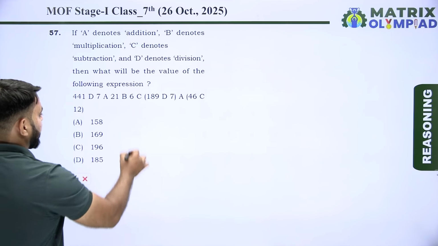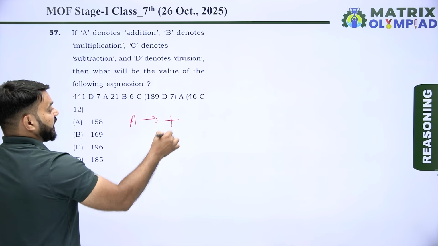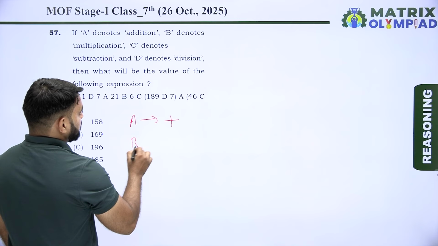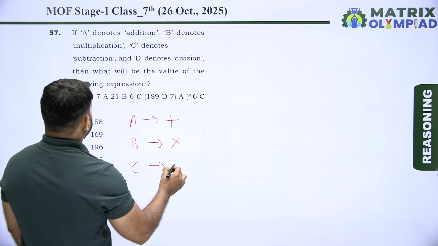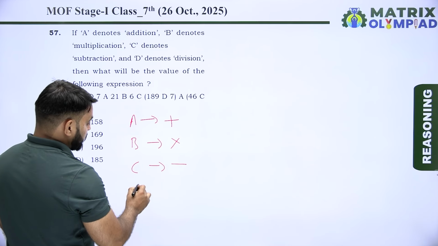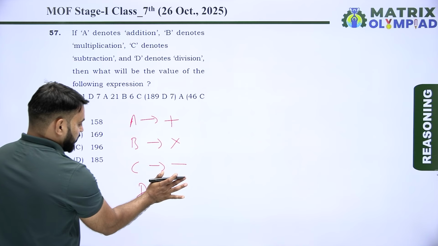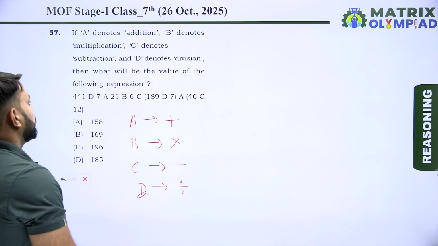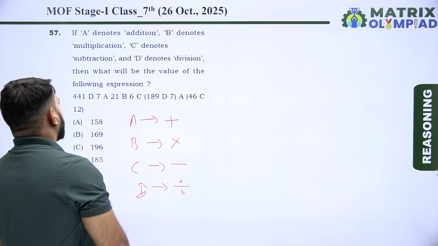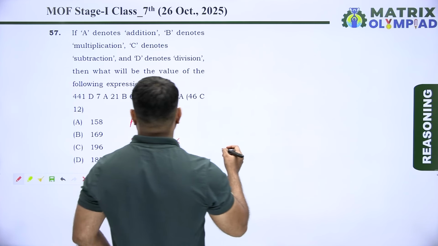If A denotes addition, B denotes multiplication, C denotes subtraction, D denotes division, then what will be the value of the following expression? So now find the value of the following expression.